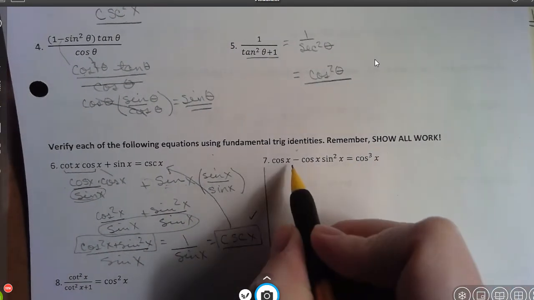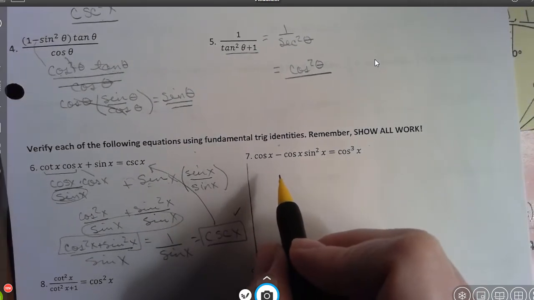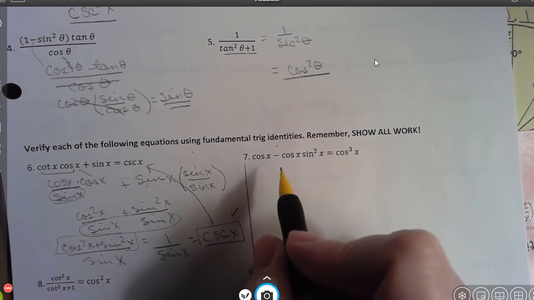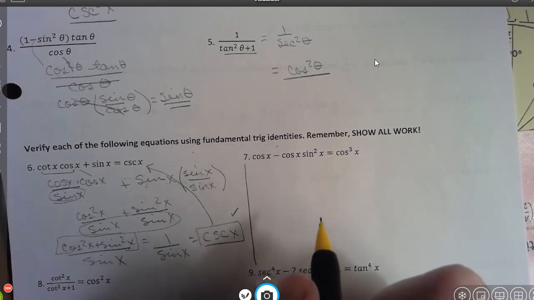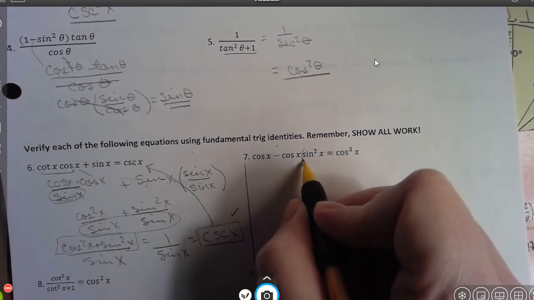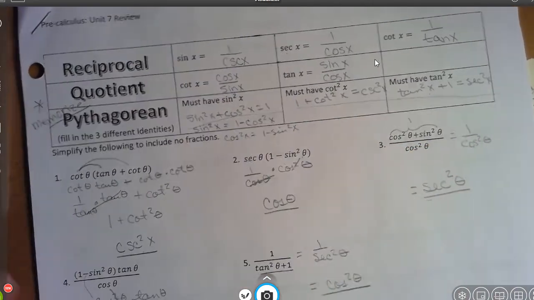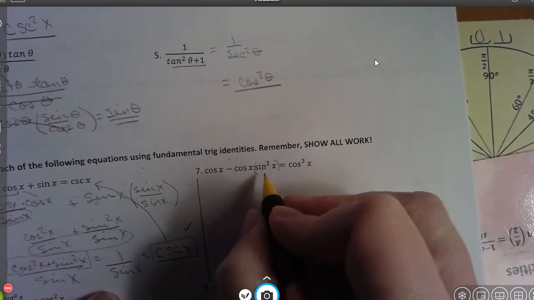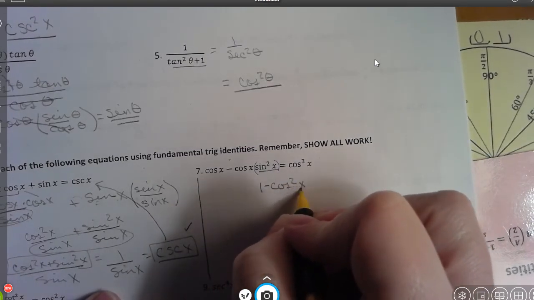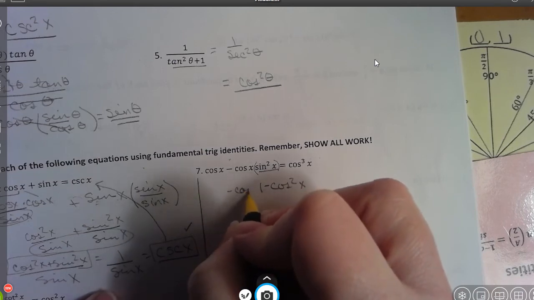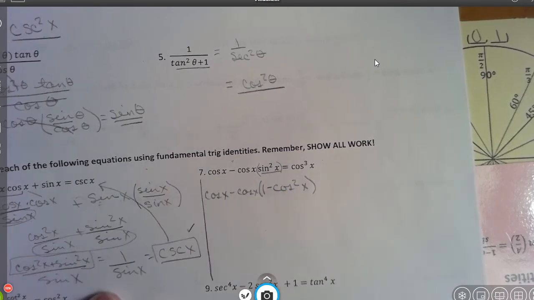Okay, starting the next one. I'm seeing a couple of things, and I think I'm going to do this. I'm torn. I can factor it out, or I can do something that you guys did on the quiz. This one is actually off of a quiz. This piece, if I go back to this identity, sine squared is 1 minus cosine squared. So if I replace this with 1 minus cosine squared x, I've got negative cosine x in front of this being multiplied and cosine x here.